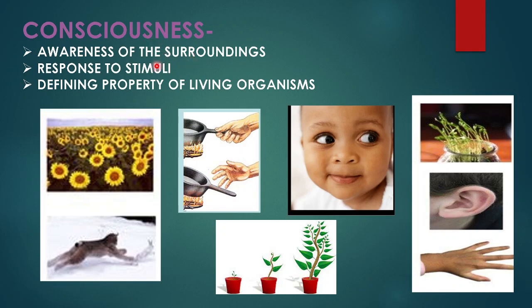So here, these are the four properties which define life: growth, reproduction, metabolism, and consciousness. But individually, a single characteristic cannot define anything as living. For anything to be living, it has to fulfill all four properties, or at least most of them. Only then can we consider anything to be living.